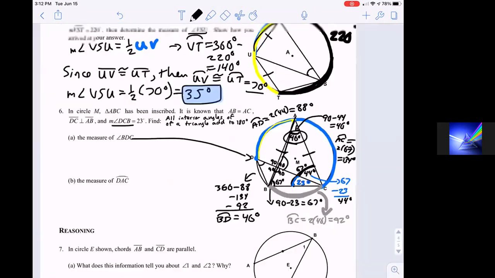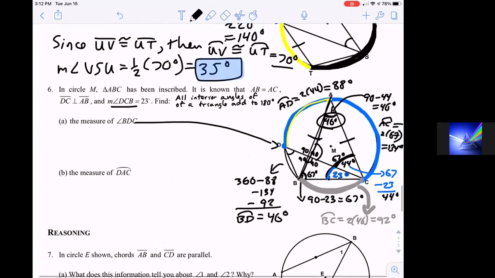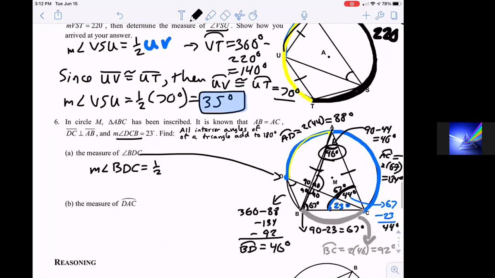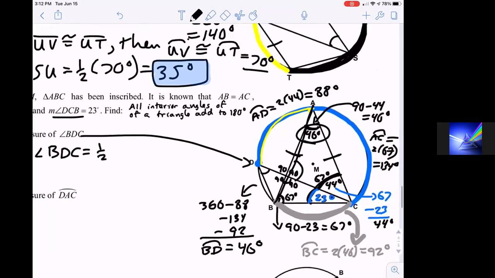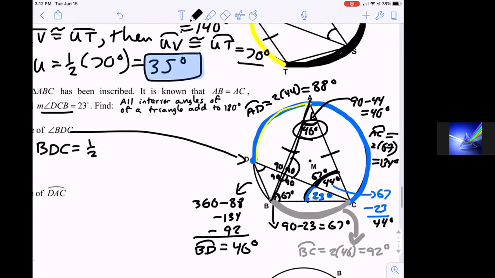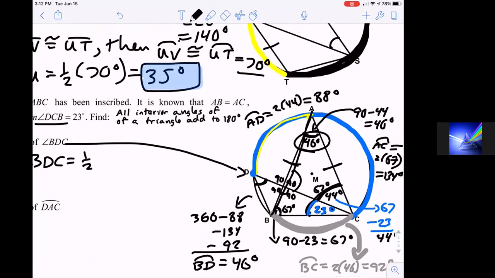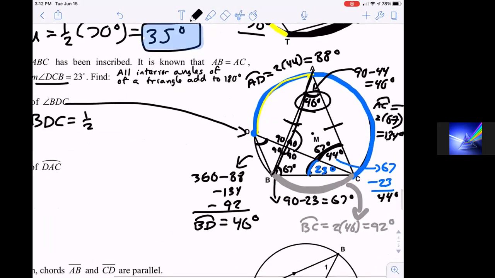So let's take a look at the measure of angle BDC. It is going to be half of its inscribed arc. So where's angle BDC? It's this little guy right here. And that little guy corresponds to half the arc of BC, which is half of 92 degrees, which is 46 degrees.